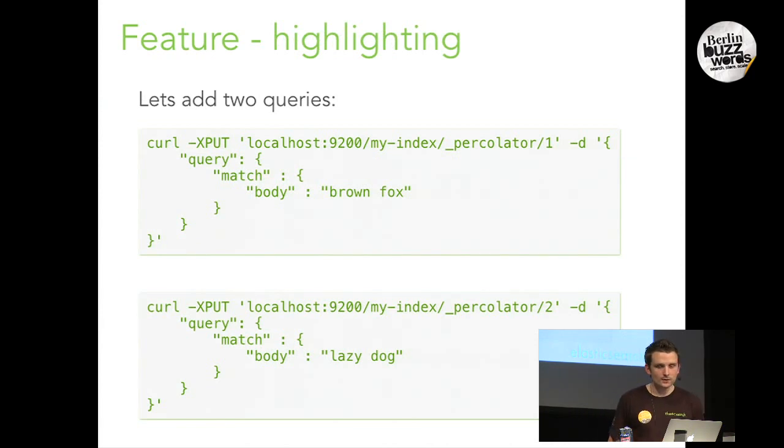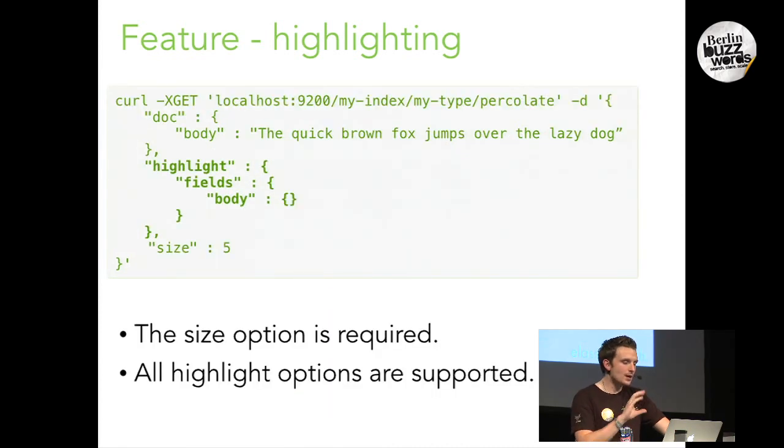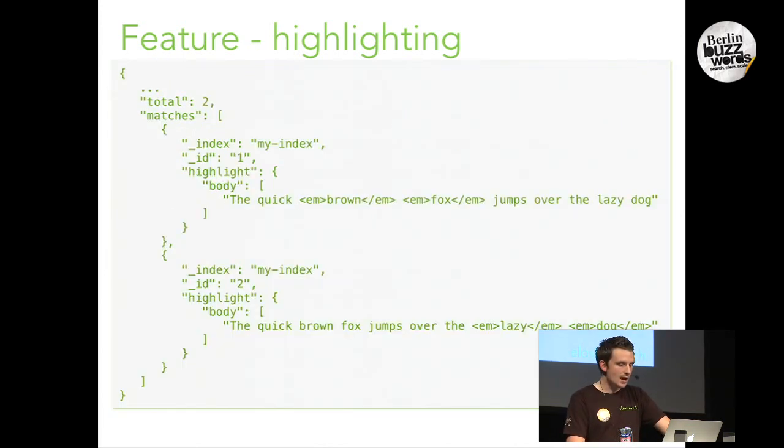There's also highlighting support. In this case, we're registering two queries, and I made a mistake here. It should be .percolator instead of _percolator. Silly mistake. We have Brown Fox and Lazy Dog as two percolator queries. When we percolate the document, which has a body field containing the quick brown fox jumps over the lazy dog, and we tell the percolator to highlight on the body field, it will highlight each match.